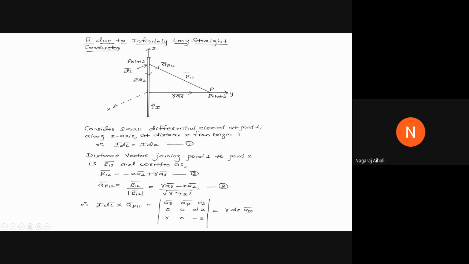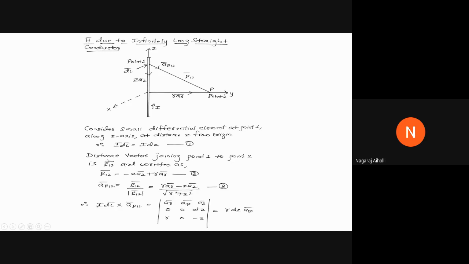Consider a small differential element at point 1 along the Z axis, which is at a distance of Z from the origin. This is our origin here, the intersection of the X, Y, and Z axes. From this origin to point 1, the distance is Z. Along the Z axis, Z is the magnitude and the unit vector is AZ bar, hence it is given by Z AZ bar. Z AZ bar is the vector representing the elemental length from the origin.